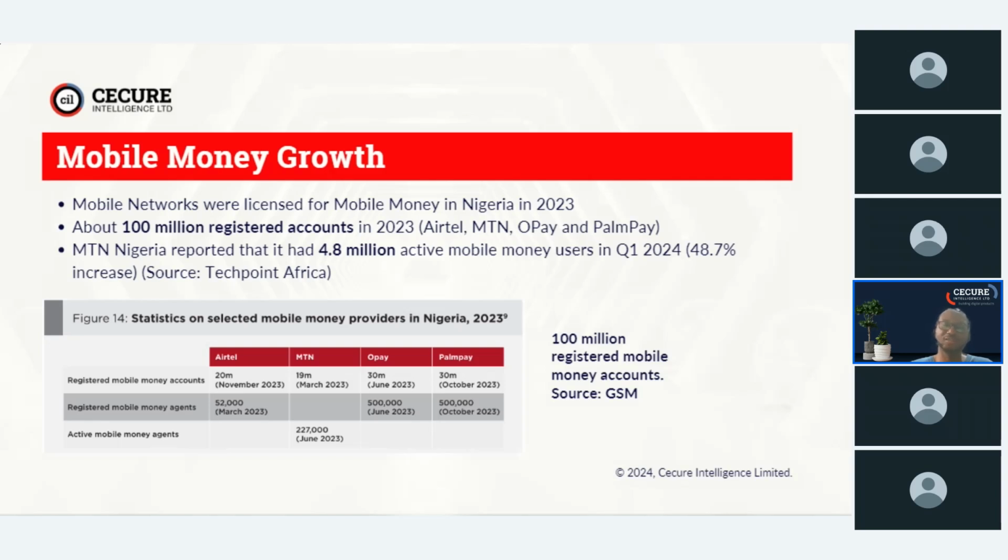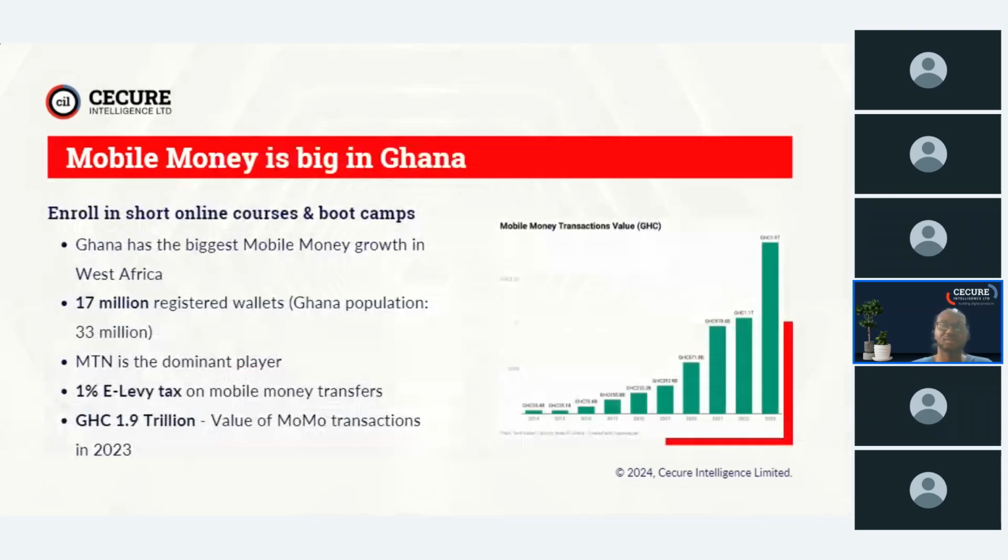So we're expecting to see more networks onboard more customers and see more transfers across the board when it comes to mobile money, especially in Nigeria. But in Ghana, we're also seeing lots of mobile money growth. On the next slide, what we're going to see is that Ghana is currently, I think, the biggest growth market when it comes to mobile money in West Africa.